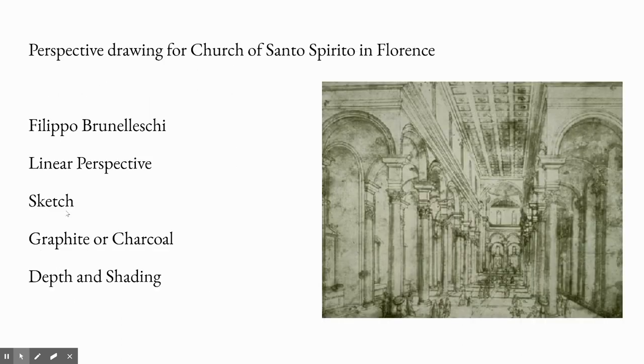Here's an example of one of his drawings. It was a sketch of a linear perspective. It's an example of a hand-drawn architectural representation that shows depth with shading and perspective.